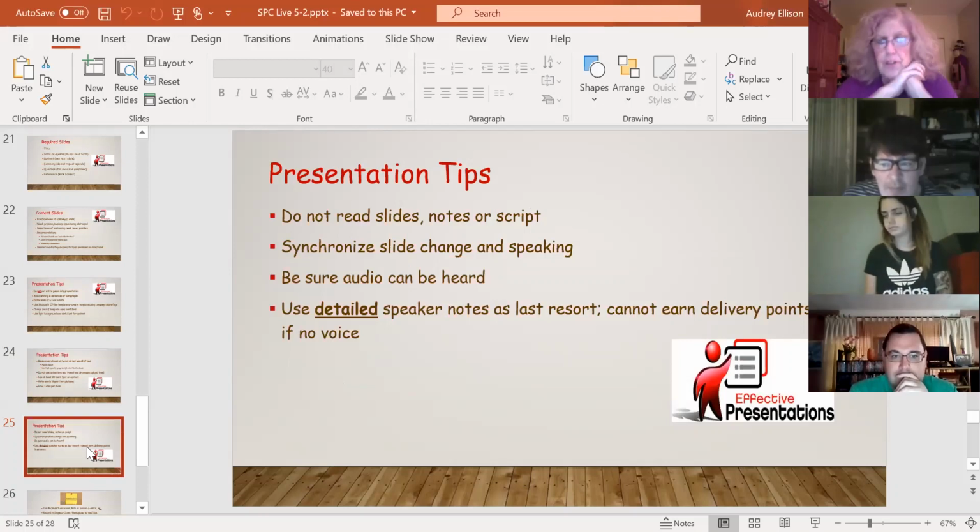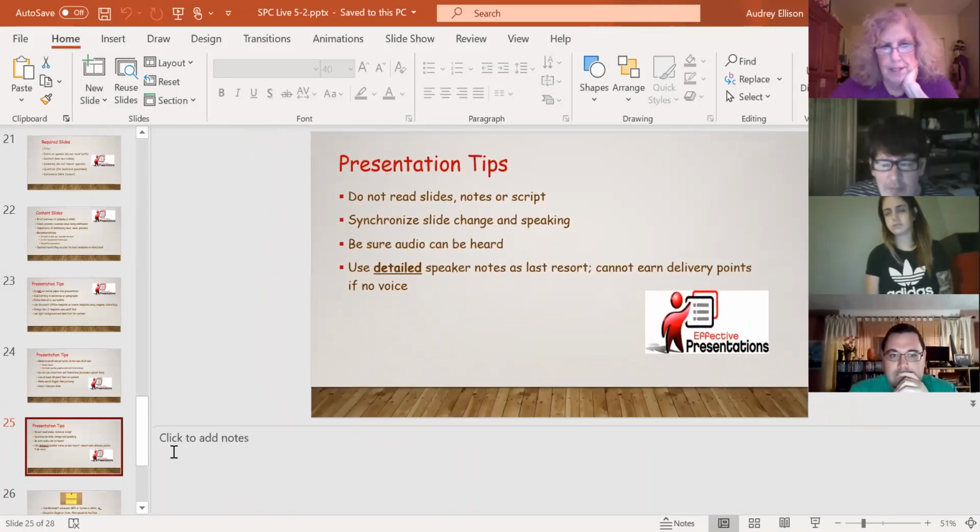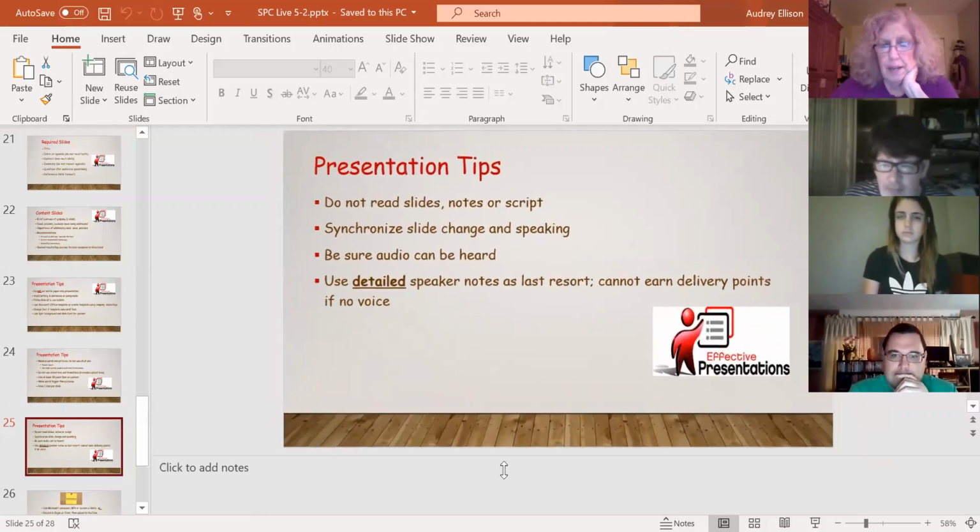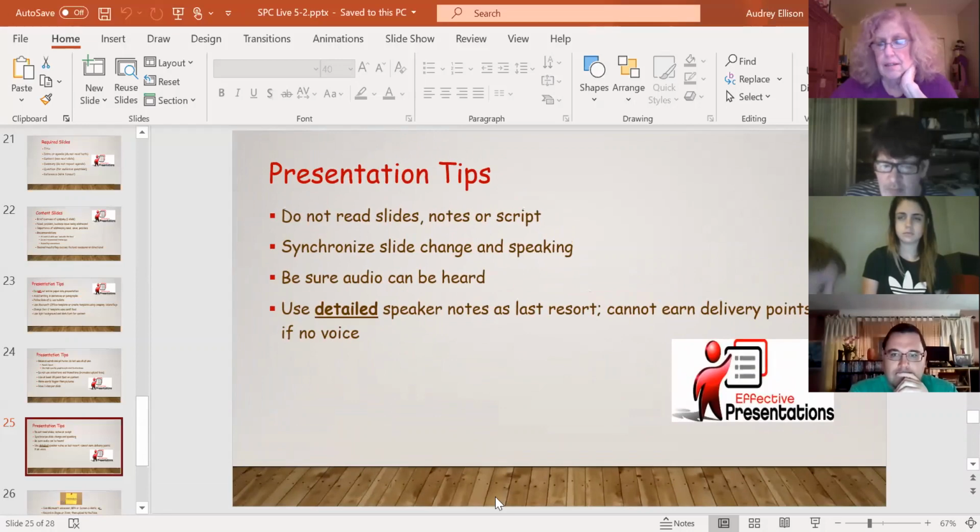Detailed speaker notes can be used as a last resort. Right down here is where you see speaker notes. This is where you would add them. And it's a last resort because one of the elements of the grade is your delivery. And if there's no voice, there's no delivery.